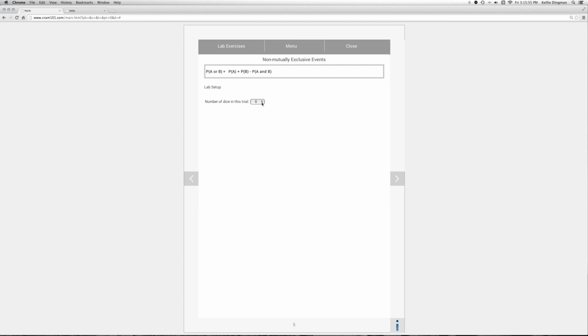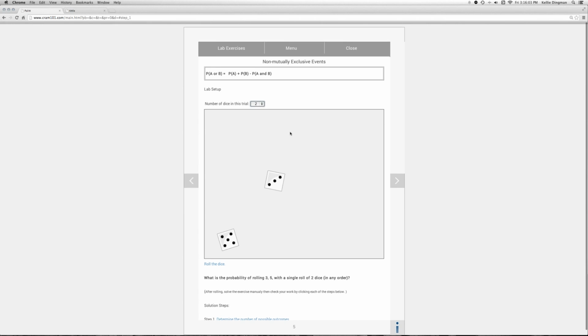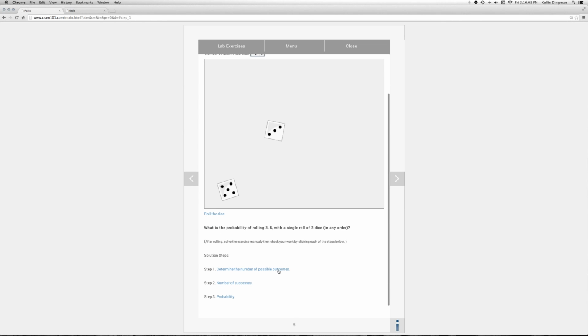So the first thing they ask you for, they do this by using dice. It's kind of cool. We'll use 2 dice in the trial, and you can go with their roll or you can re-roll them if you like. It's pretty simple. So the question is, what is the probability of rolling a 3 or 5 with a single roll of 2 dice and in any order?